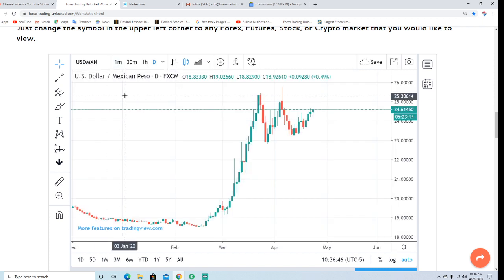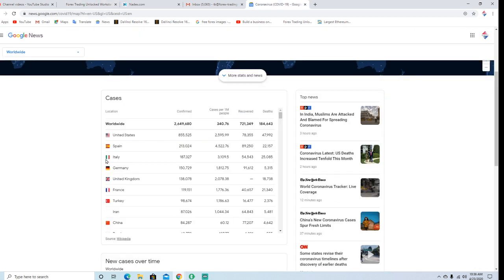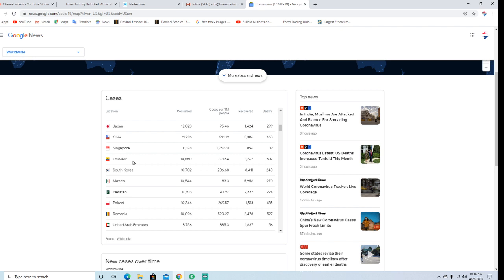The US dollar Mexican peso had a buy signal here a week ago, this bullish engulfing line. We hit the target. Now here's an interesting thing. Mexico also, as far as coronavirus, they have been climbing. Even yesterday they were at 9,500. Now they're at 10,500. So they've gone up 1,000 cases just in a day. That's a big deal.